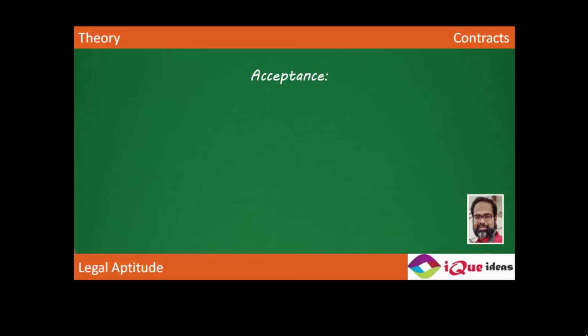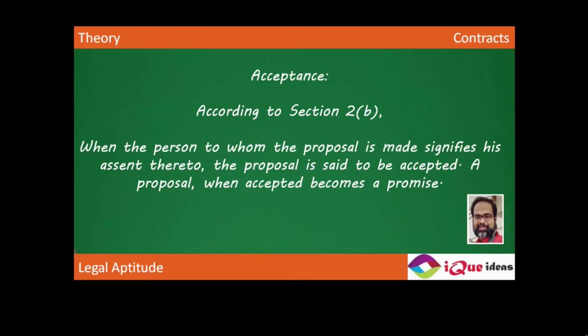So now that we have used the word acceptance, let us try to understand what it is. According to section 2b, when a person to whom the proposal is made signifies his assent thereto, the proposal is said to be accepted, and a proposal when accepted becomes a promise. So I offer to sell my car to Mr. X for 10,000. The moment he says yes, what he has made is an acceptance, and my offer plus his acceptance results in a promise which now I am supposed to keep.